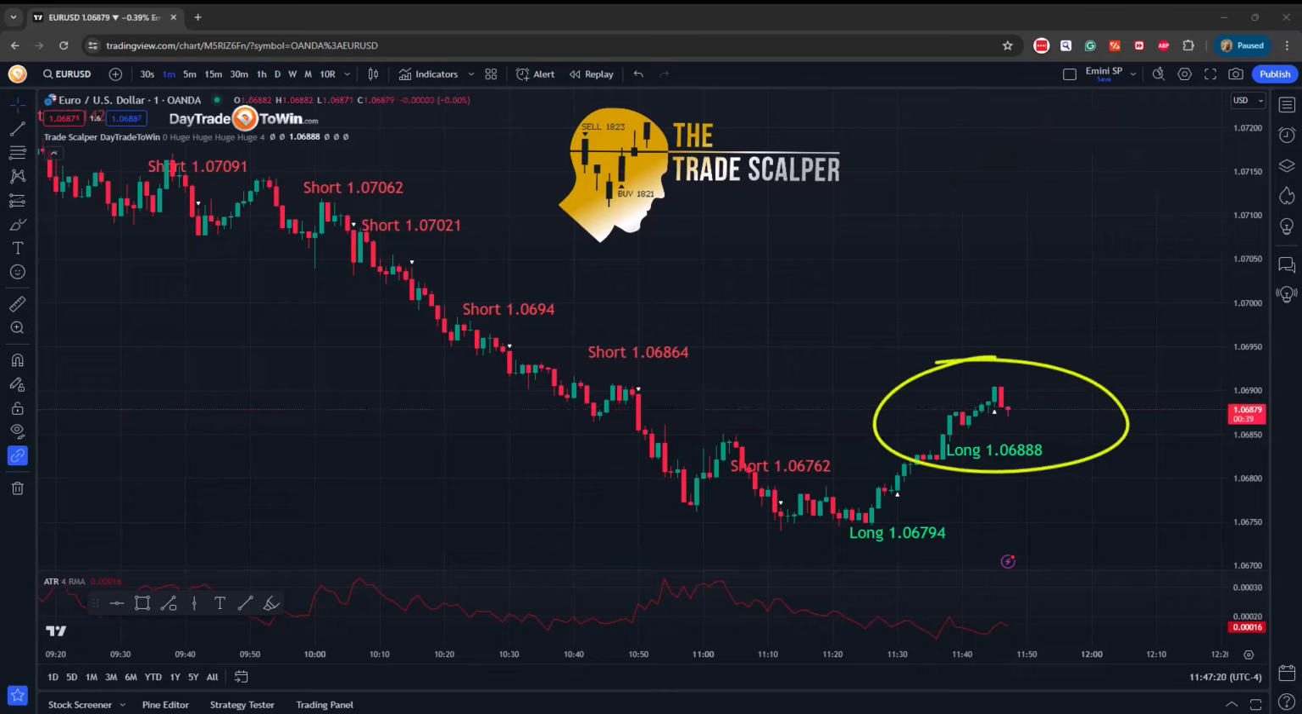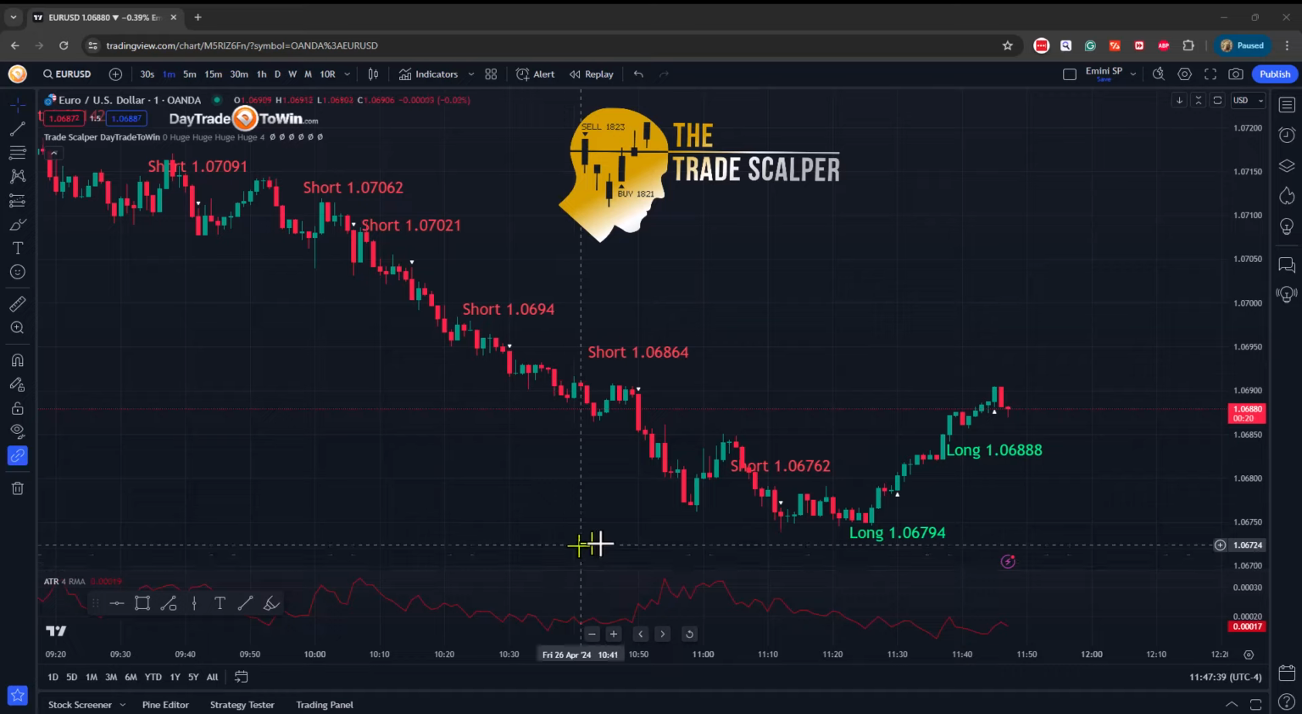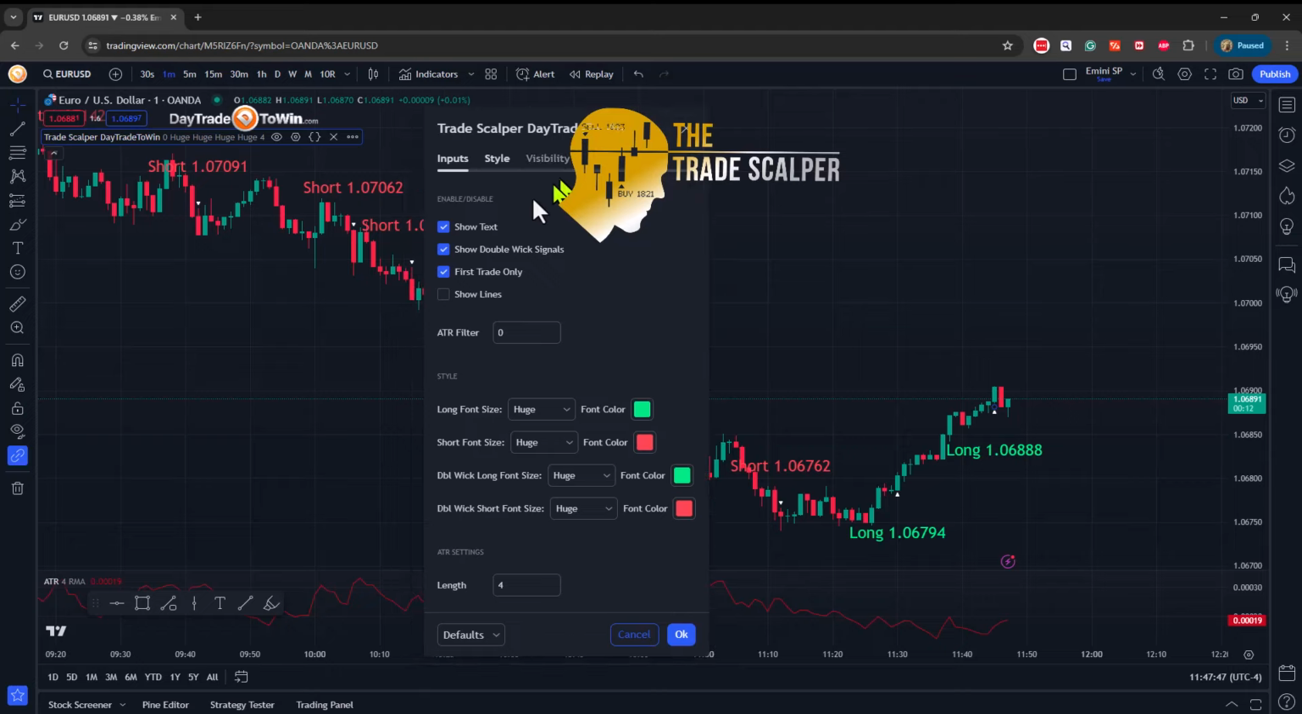All right, now there's a signal to go long. Now this is the second long signal that we see here. This is a great opportunity here to go long on the EuroUSD. It's about 11:50, I believe, and this would be a long opportunity. The exact price is 1.06888.